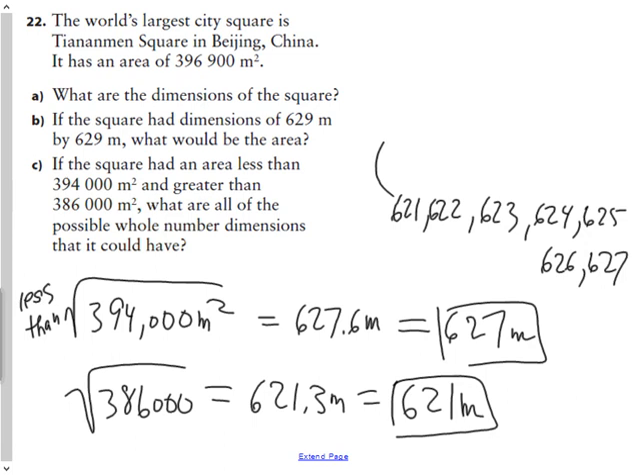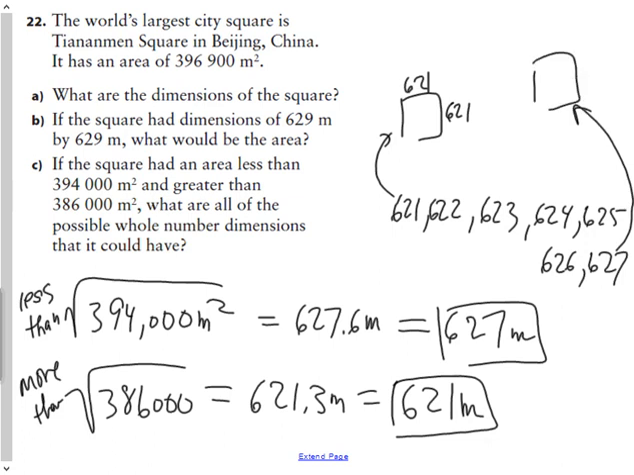So just to put that in perspective, this would be a 621 by 621, and that would have an area more than this, but less than that. And this one right here, to make it the last one, would be 627 by 627, which would be less than this area, but more than this area.